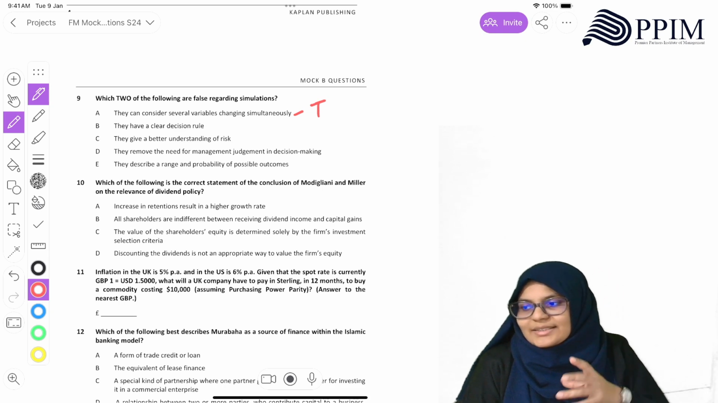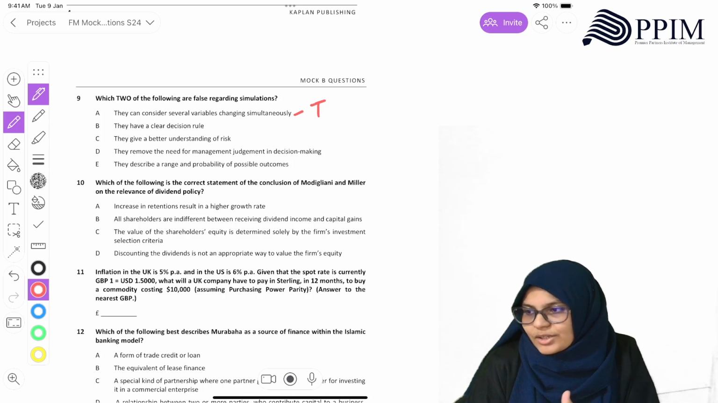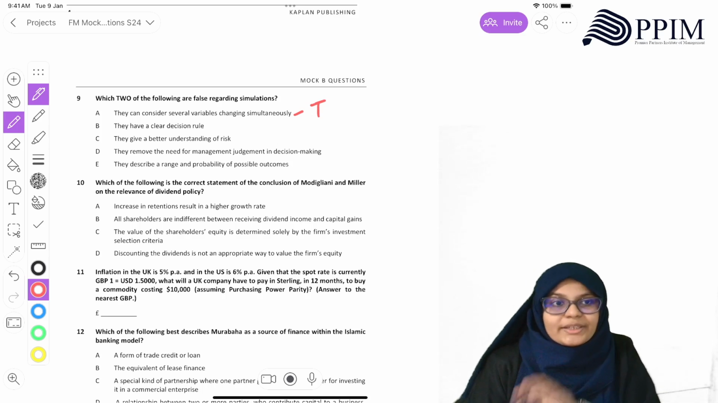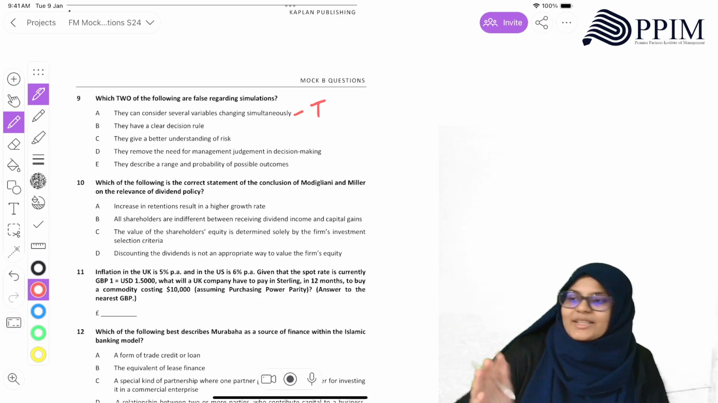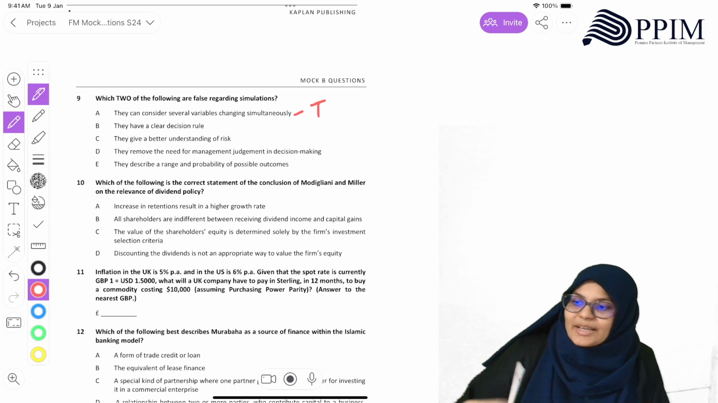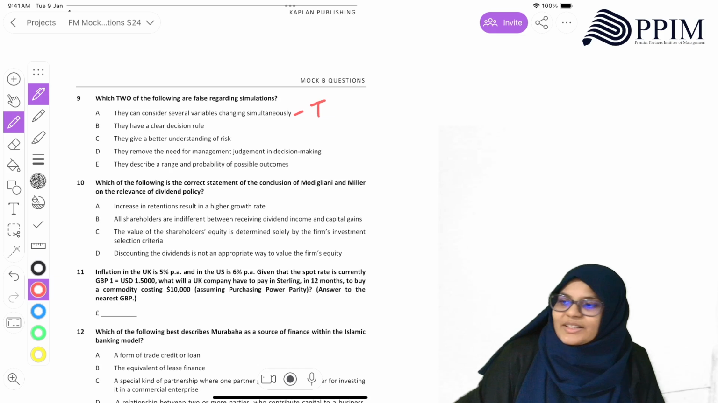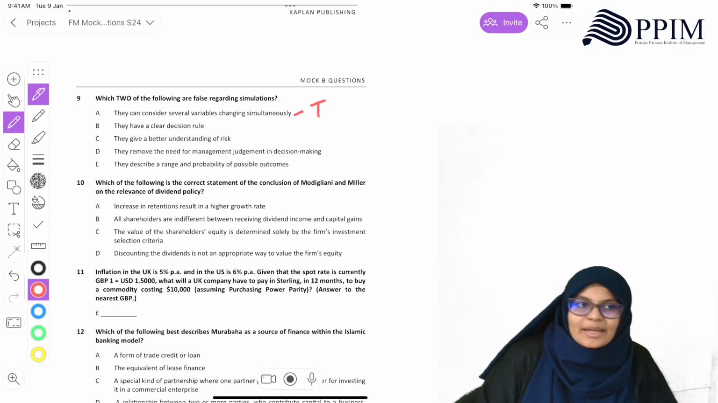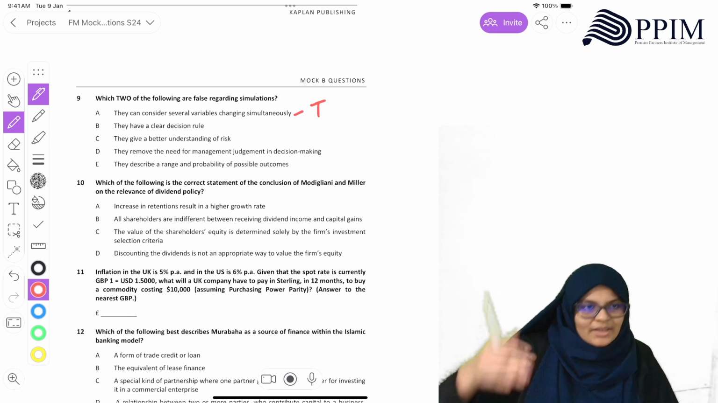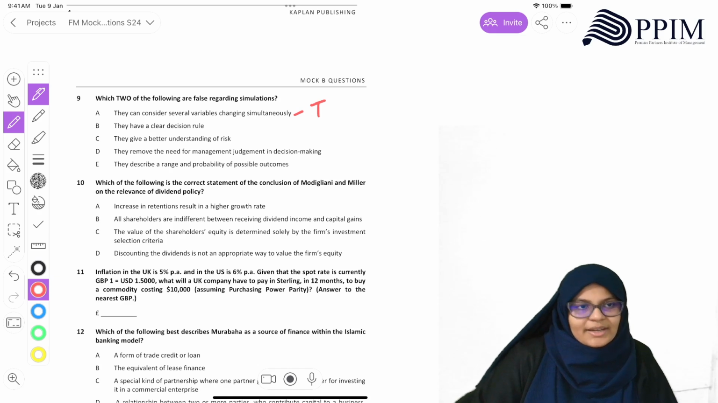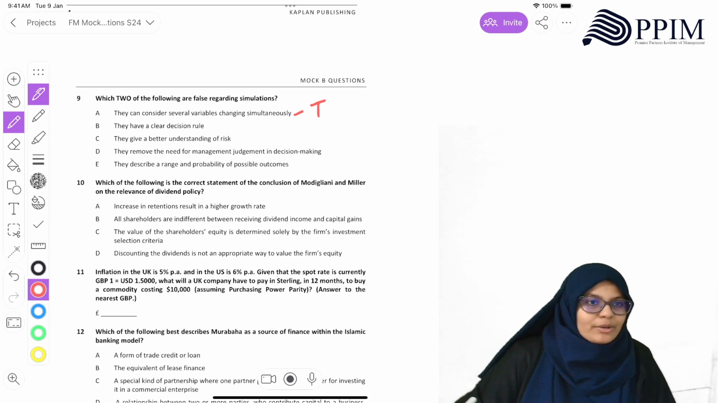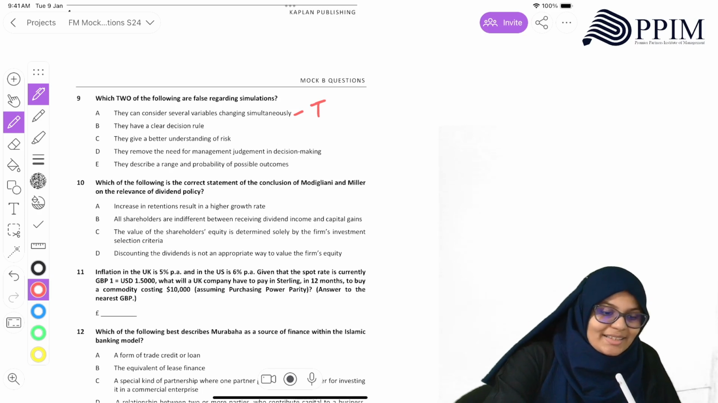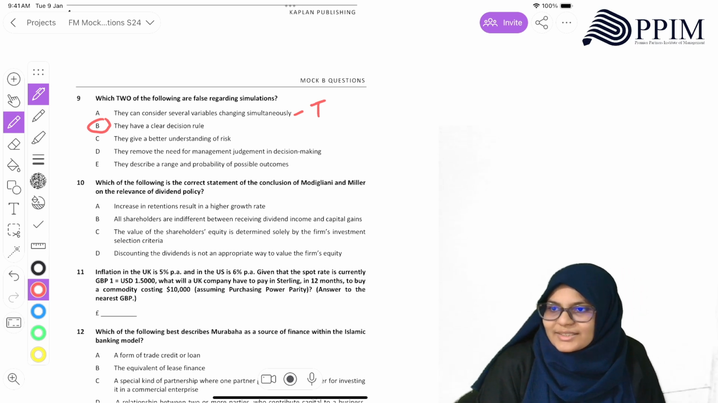Next, they have a clear decision rule. Simulation can predict and say this is what will happen in the future, but it can't say this is the decision you should take as a result. Decision making is at the discretion of the person carrying out the simulation, who has to take the decision based on his knowledge. The system itself doesn't give you a correct answer. Compare that with NPV: if it is positive, the model itself is telling you to accept. Here it's not clear cut like that. It doesn't tell you whether to accept or reject. It's up to you to decide what to do about that particular project. So B is actually false. It doesn't have a clear decision rule. That is one false statement.